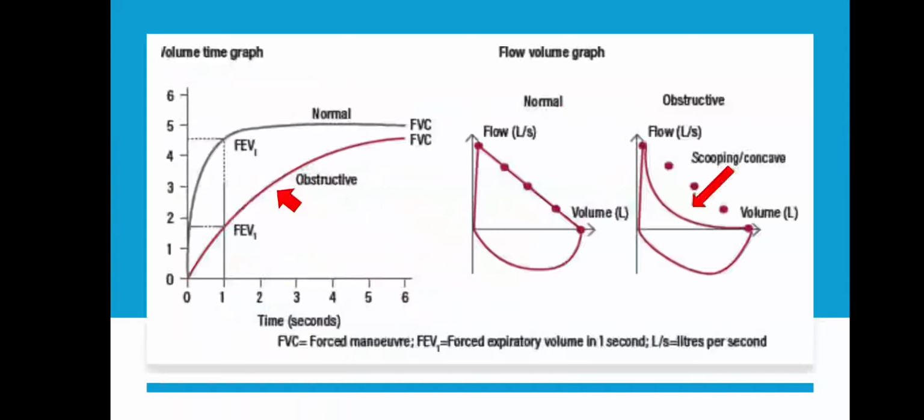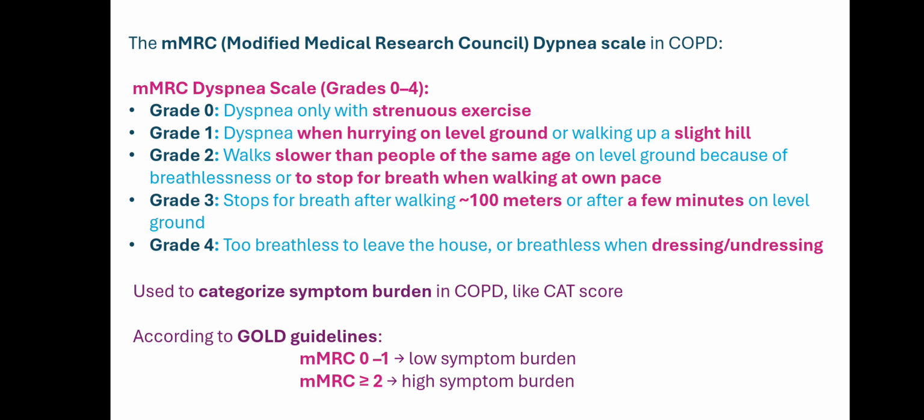mMRC grade, Modified Medical Research Council grade 0, dyspnea only with strenuous exercise; grade 1, dyspnea when hurrying on level ground or walking up a slight hill; grade 2, walks slower than people of the same age on level ground because of breathlessness or has to stop for breath when walking at own pace; grade 3, stops for breath after walking 100 meters or after a few minutes on level ground; grade 4, too breathless to leave the house or breathless when dressing or undressing.